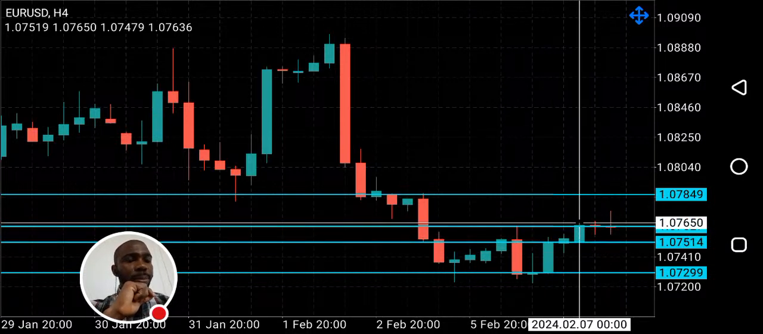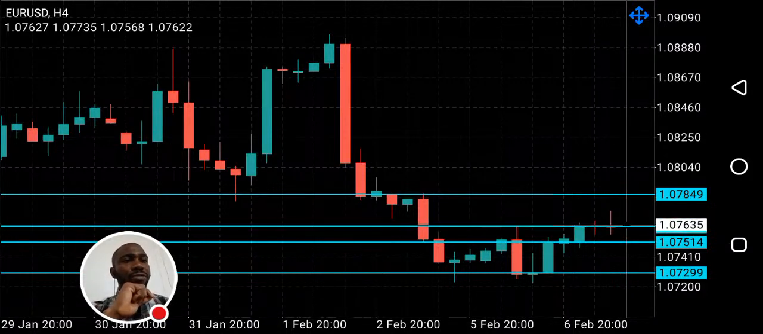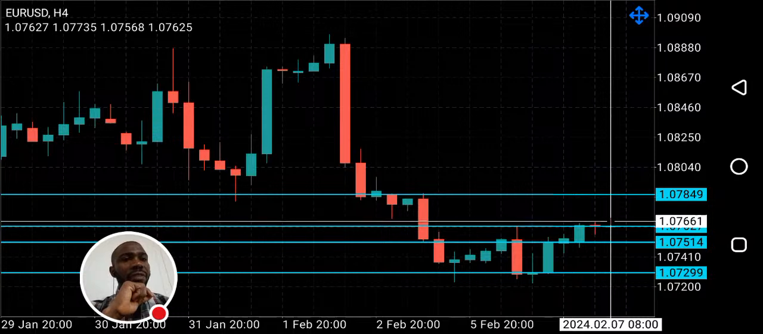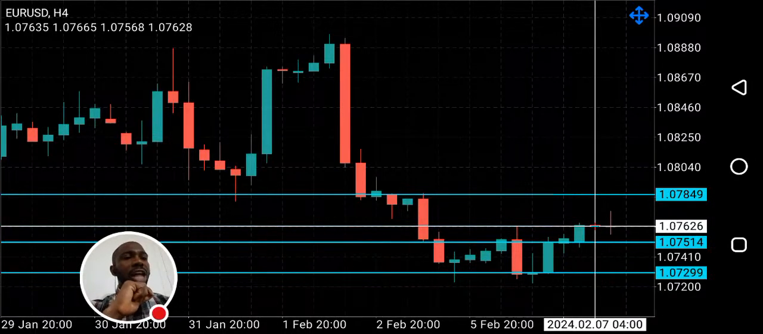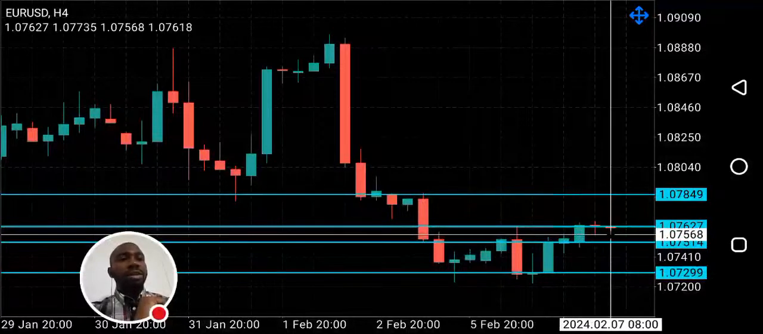I think it has closed above the high, but we should wait for more confirmation. If any candle on the 15 minute or 1 hour closes above the high, that will be the right time to buy Euro USD. If a candle closes above the high of these bearish candles, then you should consider buying.